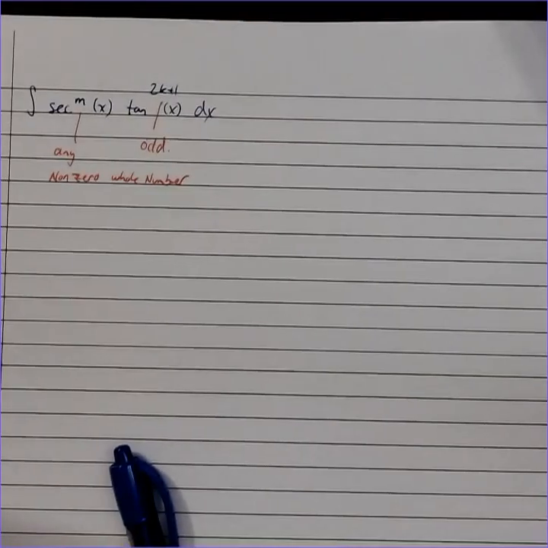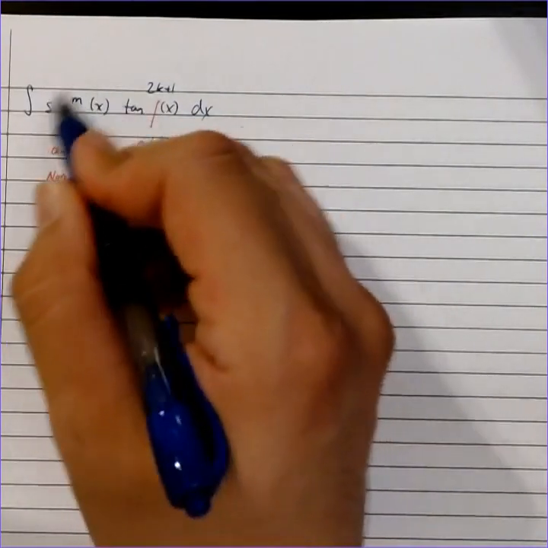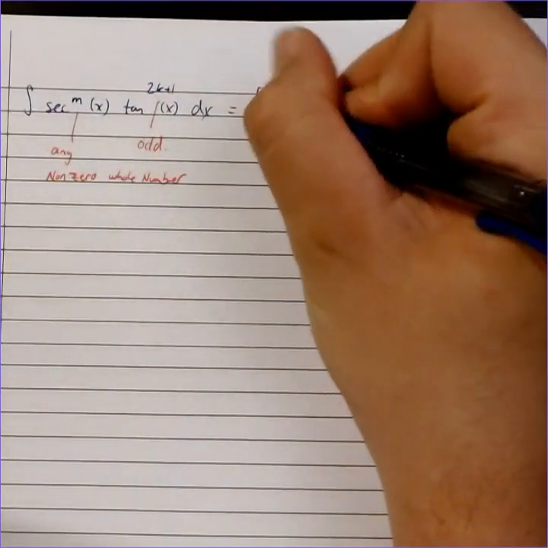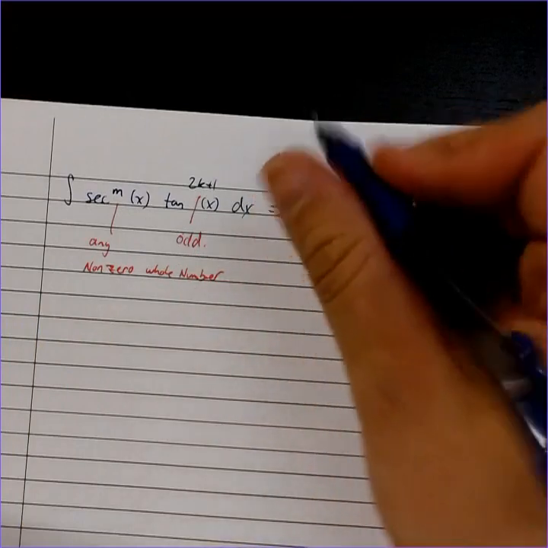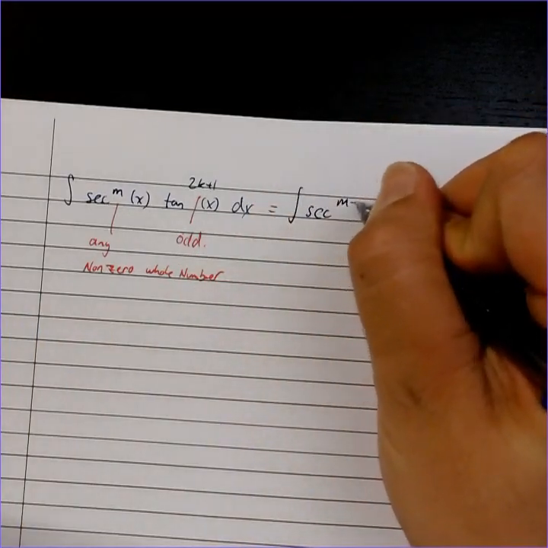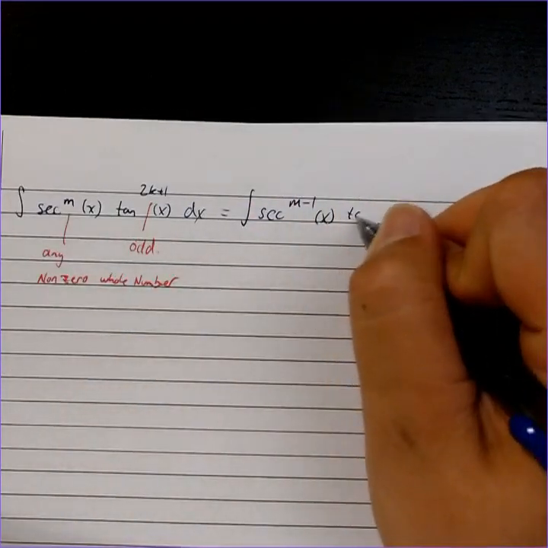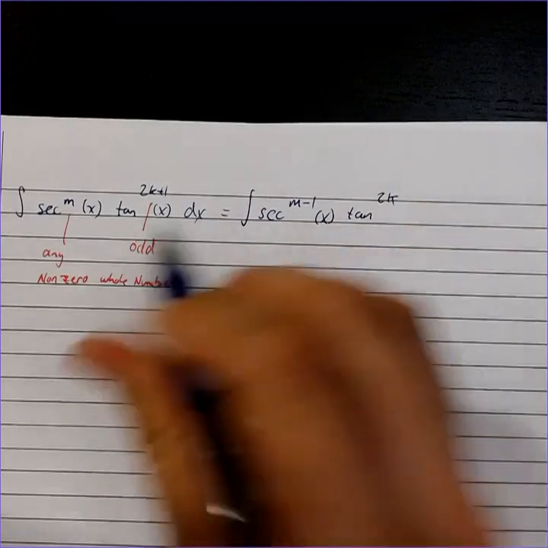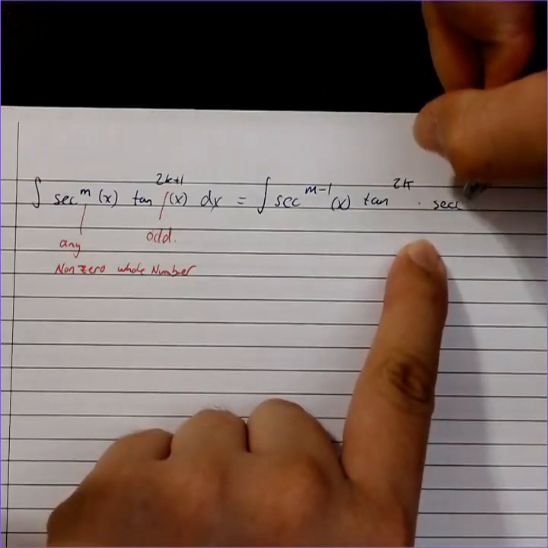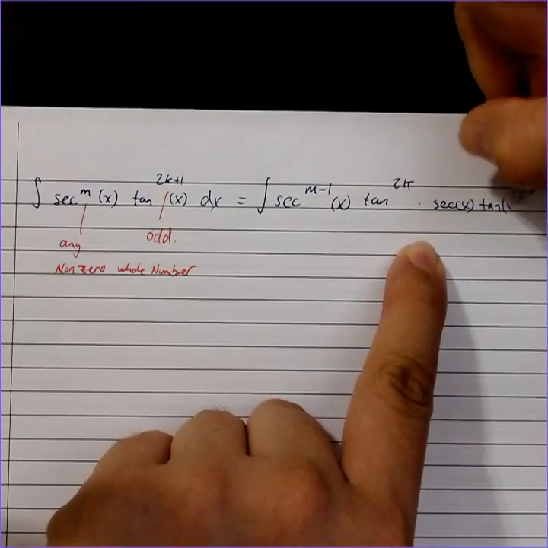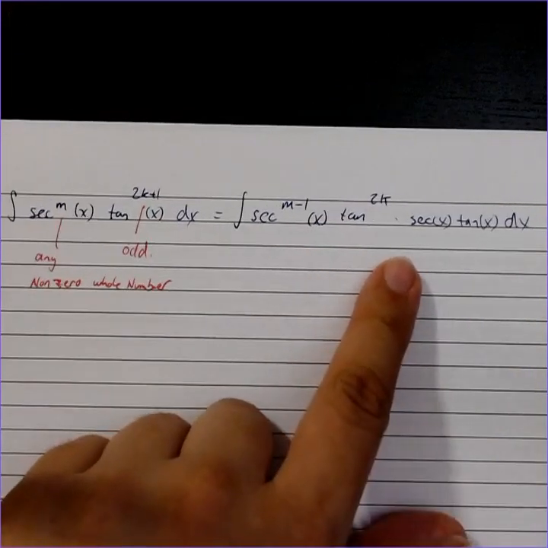So if that's the case, we're going to strip off not just a single copy of the tangent of x, but also a single copy of the secant of x. So the way this will look is integral of secant to some power of x times tangent to an odd power of x. We're going to take secant to the power m minus 1. We took off a single copy of that. And then tangent to the 2k. Again, we took off a single copy of that one. And then that secant and that tangent that we took off, we're going to write down at the end secant of x tangent of x dx. And this will form our differential. Secant of x tangent of x dx.